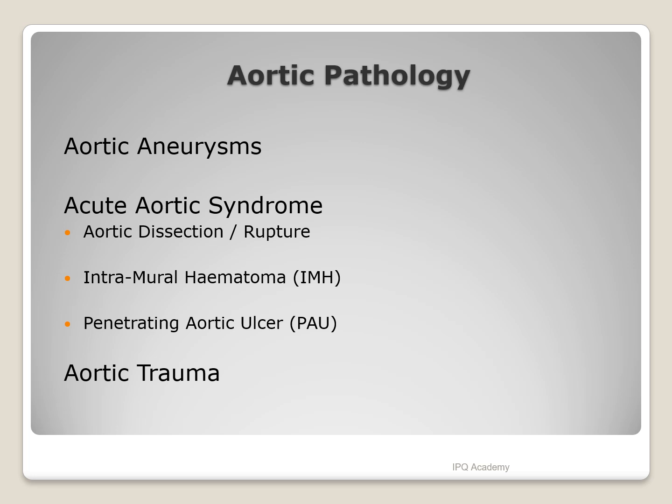The main types of aortic pathology are aortic aneurysms, with which this talk is mainly concerned, acute aortic syndrome, which includes aortic dissection and rupture, intramural hematoma, and the penetrating aortic ulcer, and also the subject of aortic trauma.